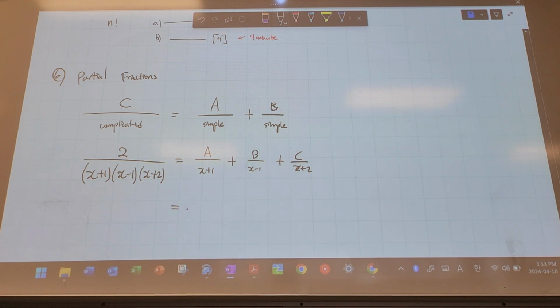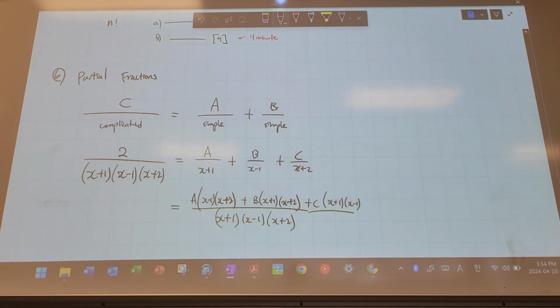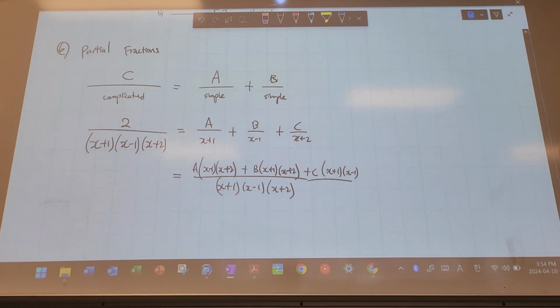So what do we do? We're just going to merge them together right away on the denominator side. But when we do that, we need to multiply our parts. It's going to be a times x minus 1 times x plus 2, plus b times x plus 1 times x plus 2, plus c times x plus 1 times x minus 1. Basically, this is the idea of using partial fractions.